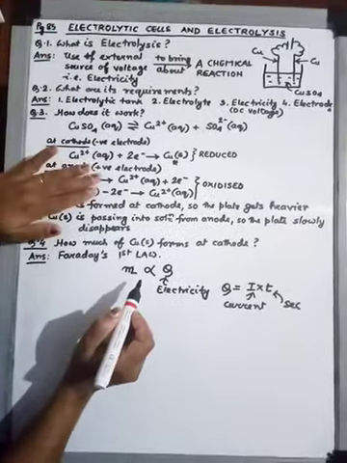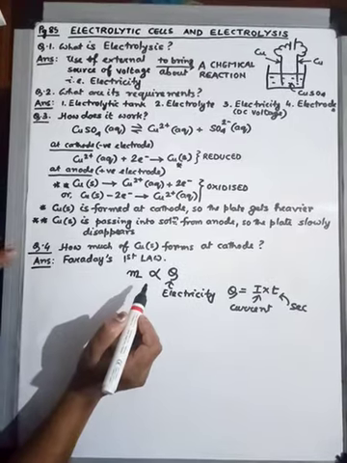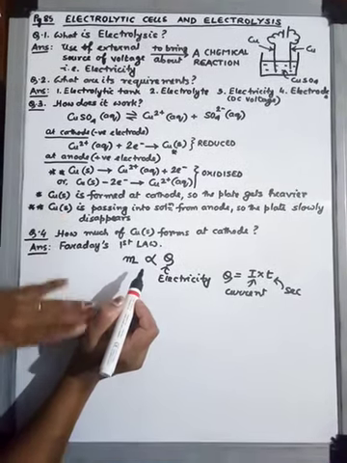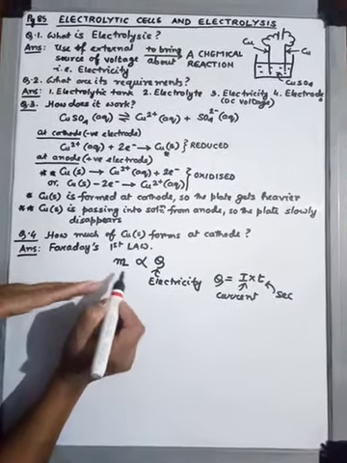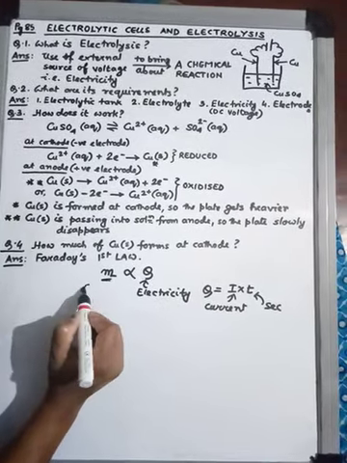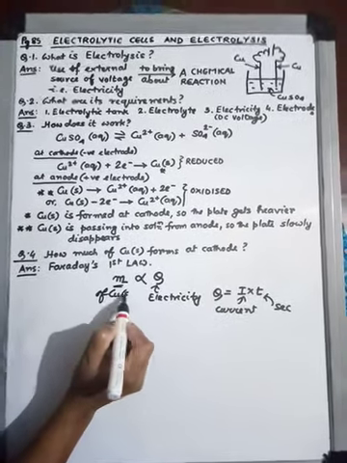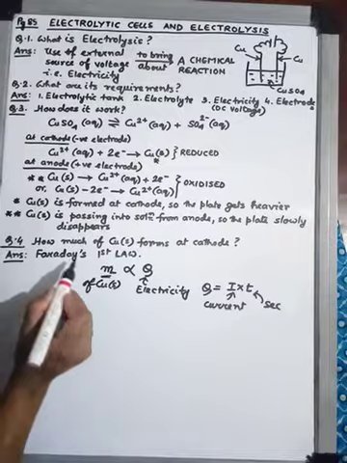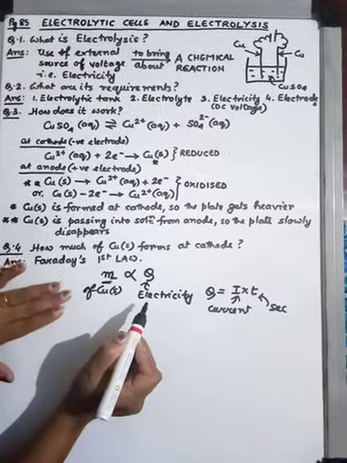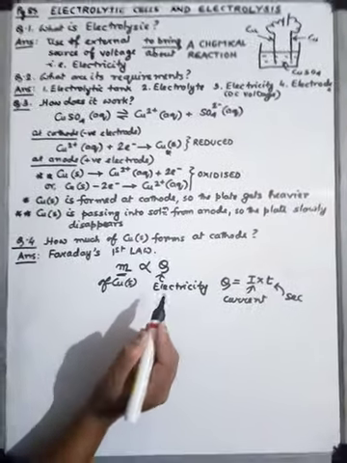So this is the qualitative aspect. And question number 4 gives you the quantitative aspect. Faraday's first law gives you quantity, how much of copper solid is getting formed. So by this we can understand the quantity of copper being formed.